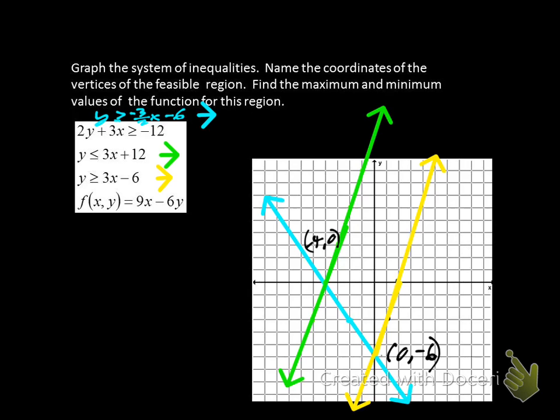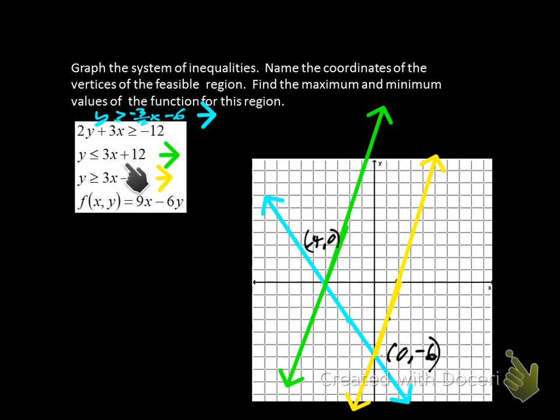Now, the question becomes, which way do you shade? And for that, you still do what you did on normal systems. You check every region. You do your 0, 0 check. So for your first one, when you plug in 0, 0, you get 0 greater than or equal to negative 12 for the blue line, which is true, which is helpful because that means we're going this way from the blue line. So it's either this one or this one. Chances are it's going to be in between them. But check just in case.